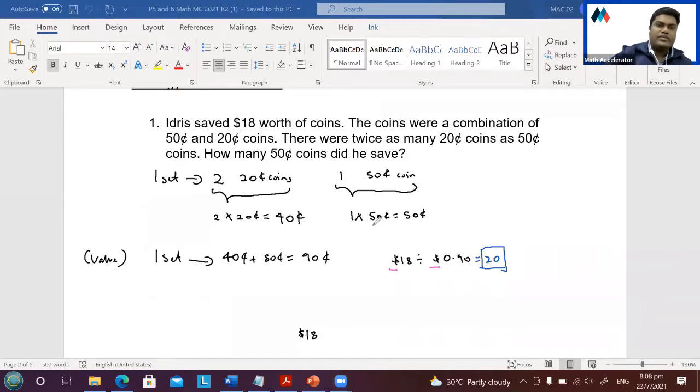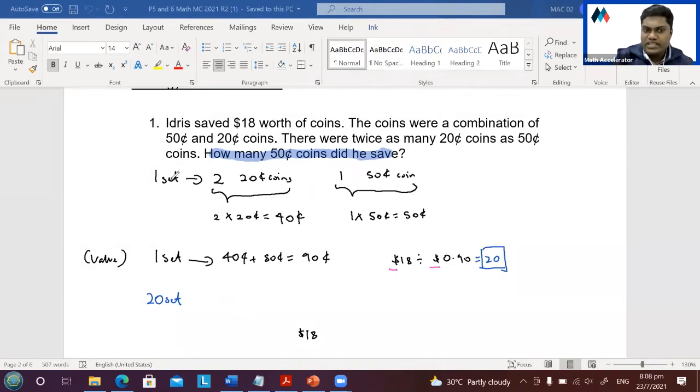Okay, correct. Most of you got it right. So this 20 refers to the number of sets, 20 sets. Okay, so let's go and read what the question is asking for. How many 50-cent coins did he save? So they're asking for the number of 50-cent coins.